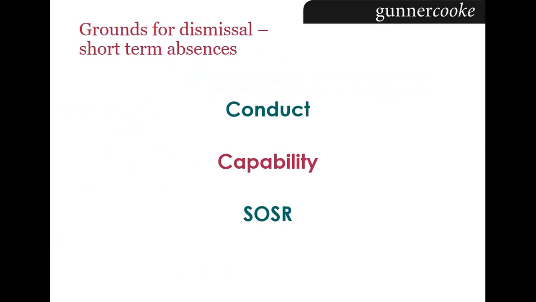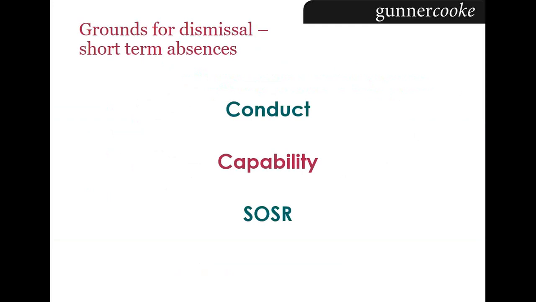procedure that needs to be followed is different for conduct and capability dismissals. Obviously, typically for conduct, you follow a disciplinary procedure, whereas capability dismissals are dealt with in a softer way, often by reference to a capability procedure. So if the wrong procedure is followed, it follows that the dismissal may be unfair.